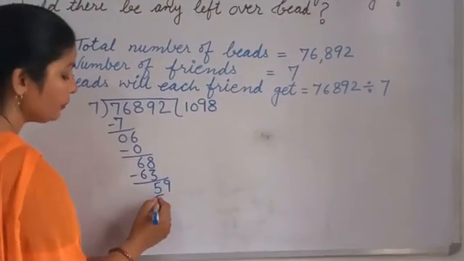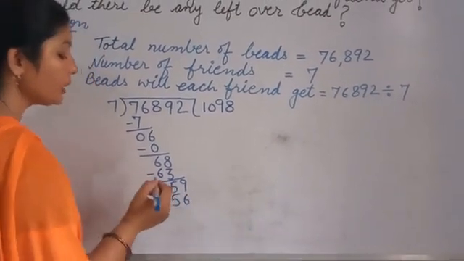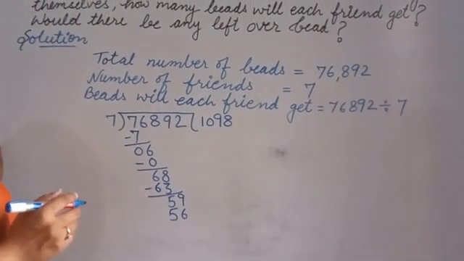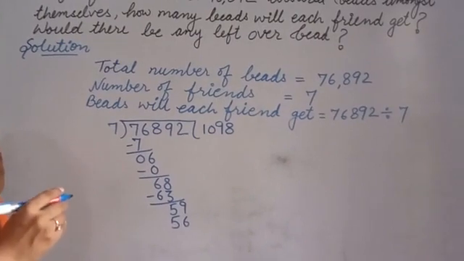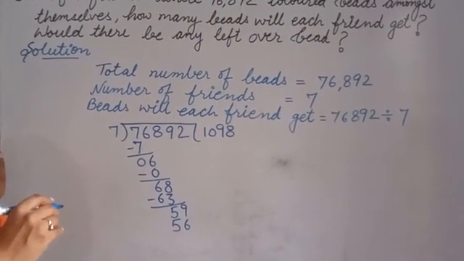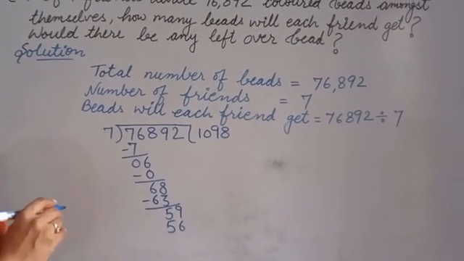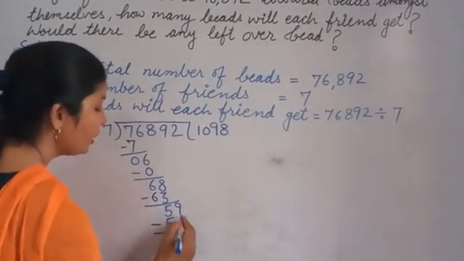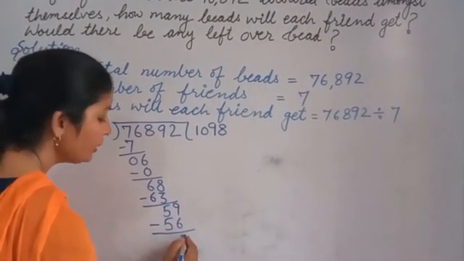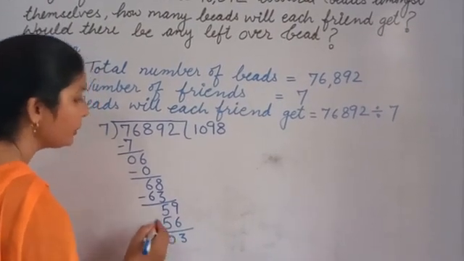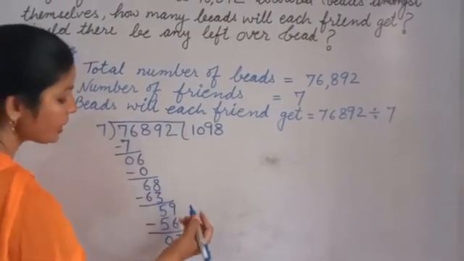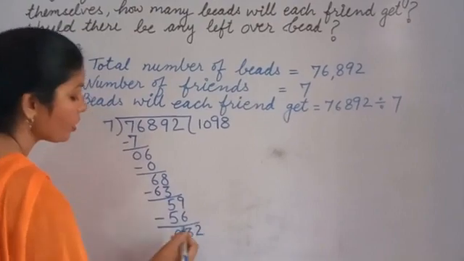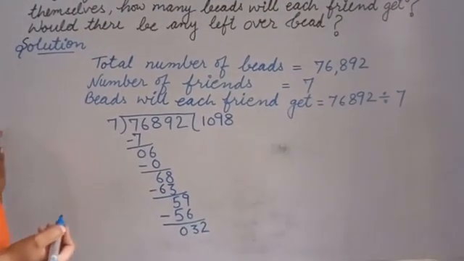7 eights are 56. Many of you recite the wrong table. Yesterday also I checked that many have done 7 eights are 54. That is wrong. 7 eights are 56. Now we do minus. 9 minus 6, 3. And 5 minus 5, 0. Now we note down next. Next is 2.